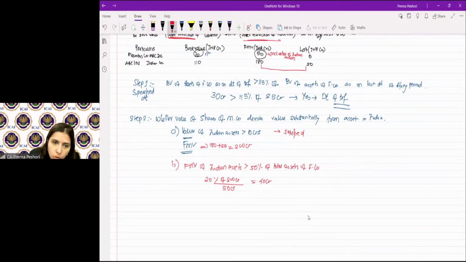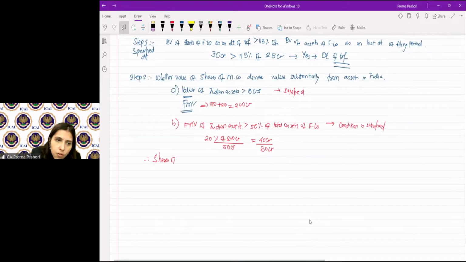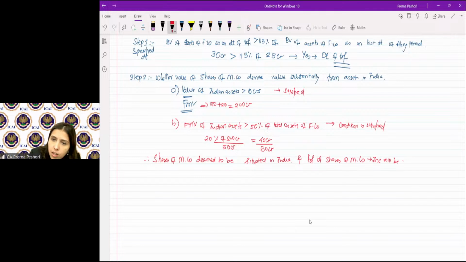So this will be 40 crore divided by 50 crores. So it exceeds the 50%. So therefore, even this condition is satisfied. Okay. So therefore, shares of Mauritius company are deemed to be situated in India, and the income from the transfer of the shares of Mauritius company will be deemed to accrue or arise in India under section 9(1).